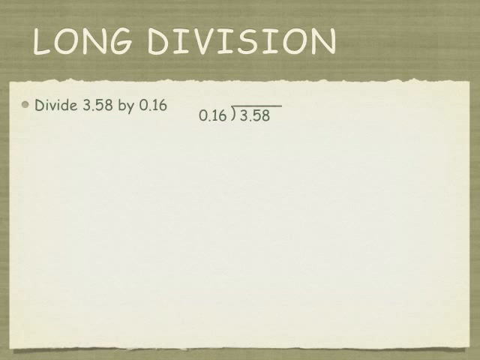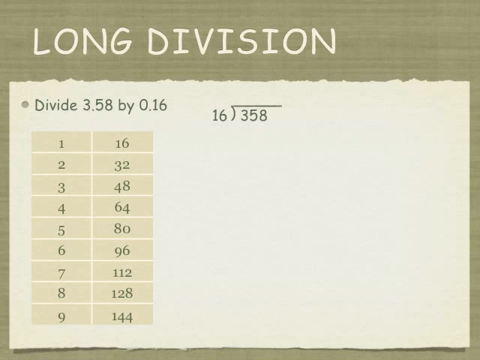Let's try another one. This time we've got a number with some decimal places. And when this happens, we get rid of the decimal places on the left side of our problem here by moving the decimal place over 2 in this case. And since we moved it over 2 in the number we're dividing by, we also have to move the decimal place over 2 in the number we're dividing. So now instead of 0.16 going into 3.58, we've got 16 going into 358.